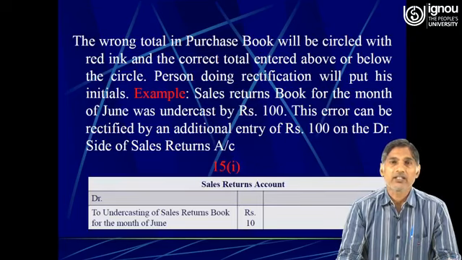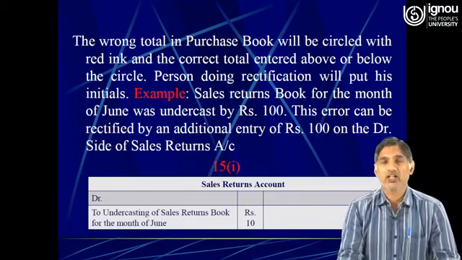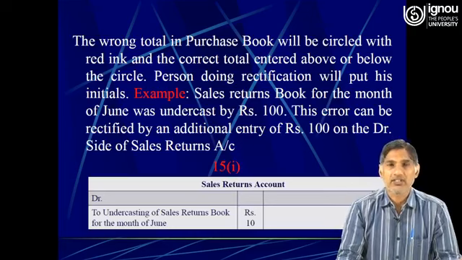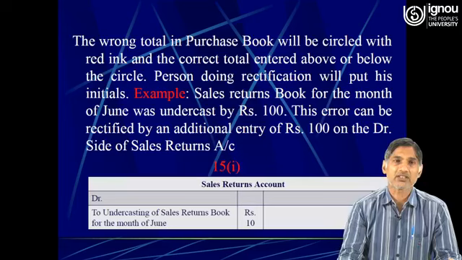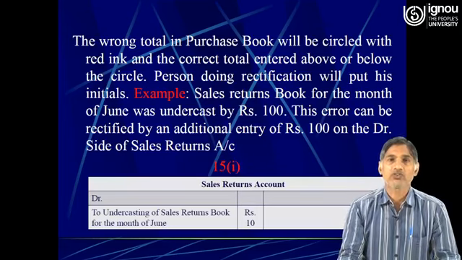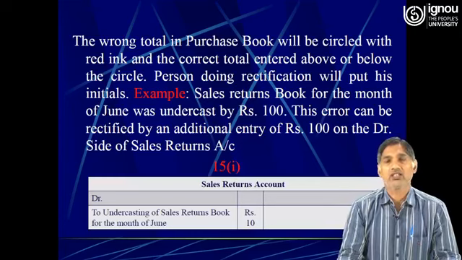So here the sales return book for the month of June was undercast by rupees 100. Therefore, in order to neutralize the effect, we will have to again pass an additional entry of rupees 100. So sales return account debit to customer 100 rupees, to undercasting of sales return book for the month of June, 100 rupees.